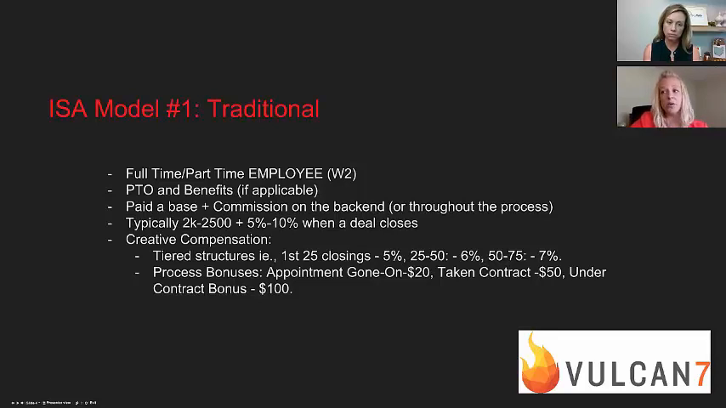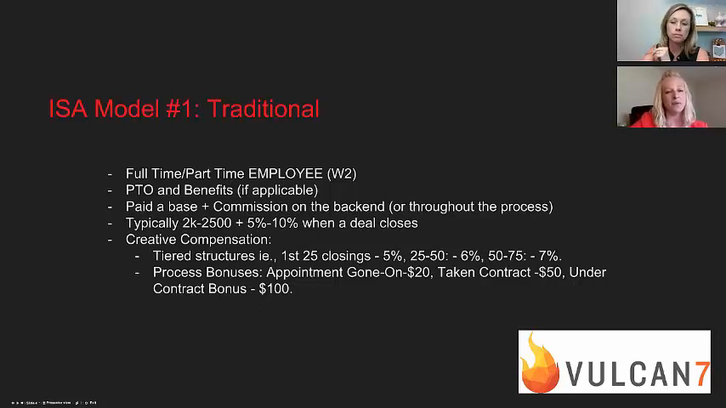Usually what that looks like is throughout different steps of the sales process, you reward them with a spiff. So if they have an appointment gone on, they get $20. I think I put $20 here for an appointment gone on. A taken contract would be $50, and then if that also goes under contract, that would be $100. If it closes, they'll get another bonus for the close as well. And so this can be a way to not have to put them on the green sheet.